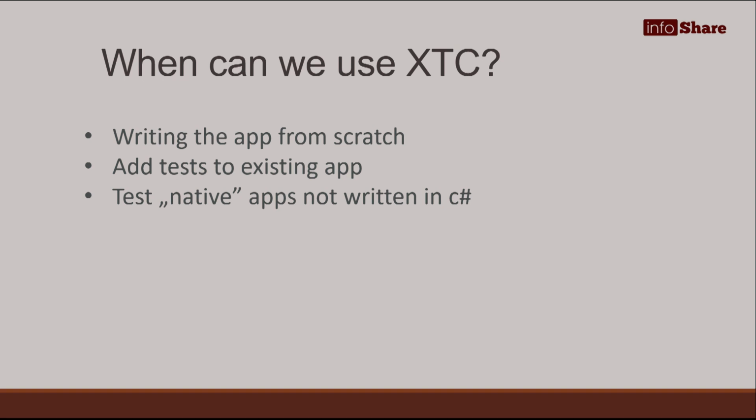Another nice thing is that we actually can test the apps which were not written in Xamarin. We can test virtually every application that is available for Android or iOS by simply using the APK file, which is the Android package, or IPA file for iOS. So if we have the installation package for the application, we can just simply use it and write the test for the application that we don't have the source code.